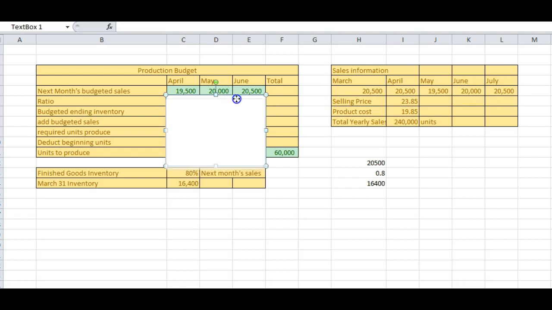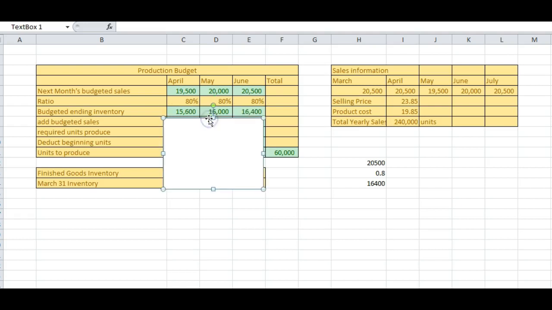And the ratio they want to keep for production is 80%. So what they're saying is they want to have 80% of next month's budgeted sales also in the warehouse or ready to go into the budget. So they're saying our ending inventory when we get all done should be 15,600, 16,000, and 16,400. So that starts. Our budgeted sales are 20,000, 19,500, and 20,000.